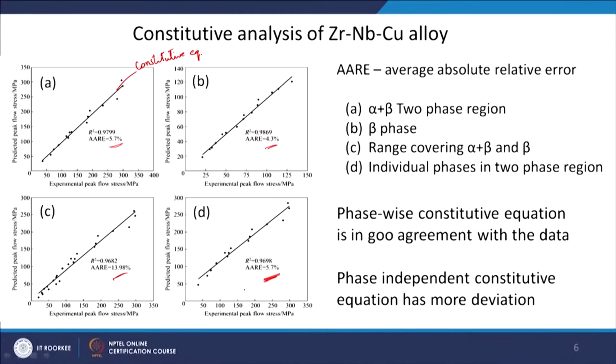So, this told us that the phase-wise constitutive equation is in good agreement with the data, whereas the phase independent constitutive equation has more deviation from the actual values. So, when we are developing this constitutive equation, we should take care of this phase information also.